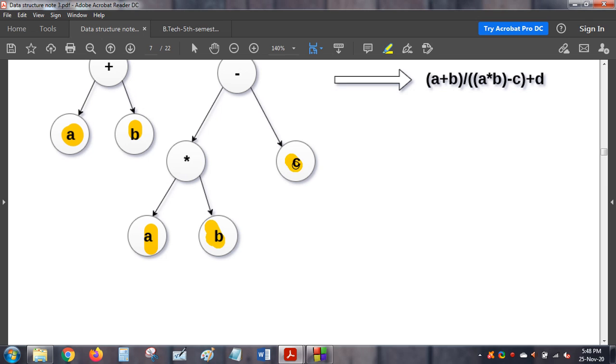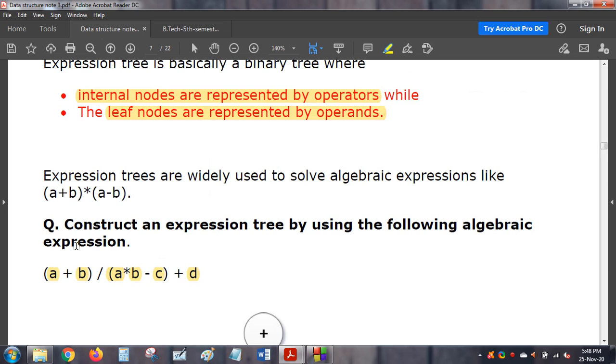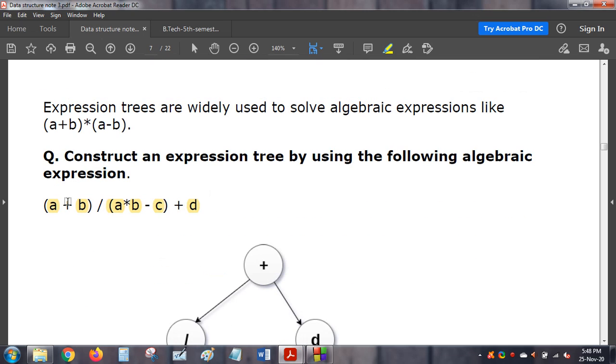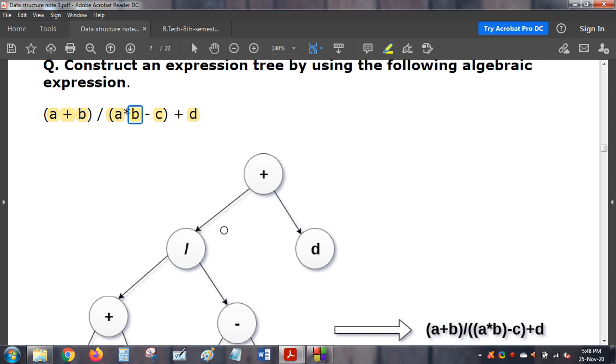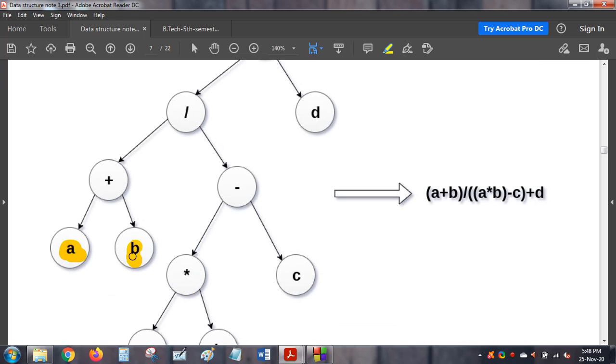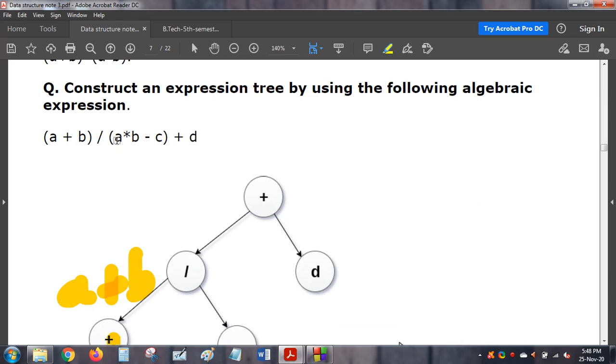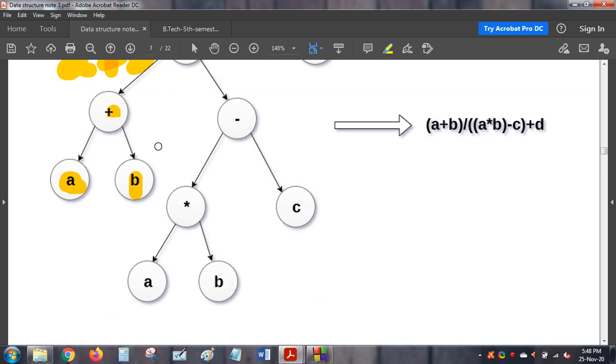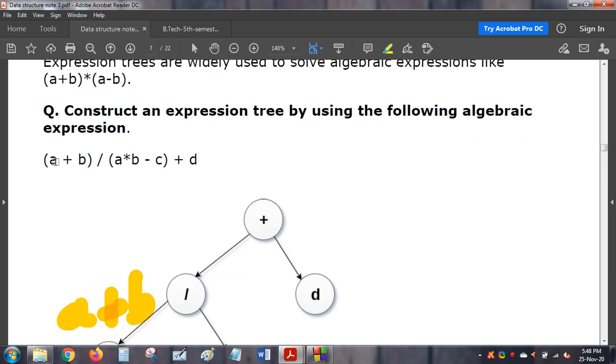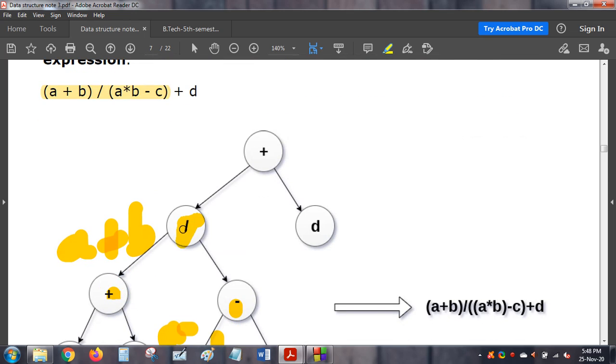And the internal nodes are represented by operators. So which is the operator? Plus is the operator, division is the operator, minus, plus are the operators. So let's see how we have formed this. Over here we have A plus B, isn't it? So here I have A, I have B, I have plus. So it becomes A plus B over here. Then I have A multiplied with B minus C. And these expressions are governed by division. So I have division over here. And this entire thing is added with D. So this is how we have formed this.